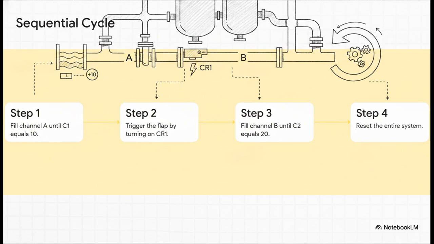Step 1. Fill channel A until counter C1 equals 10. Step 2. Trigger the flap by turning on output CR1. Step 3. Fill channel B until counter C2 hits 20. And step 4. Reset the entire system. It's a perfect sequential progression.